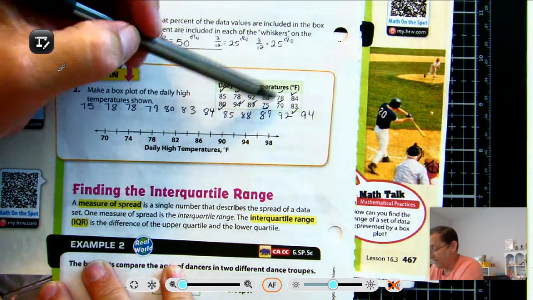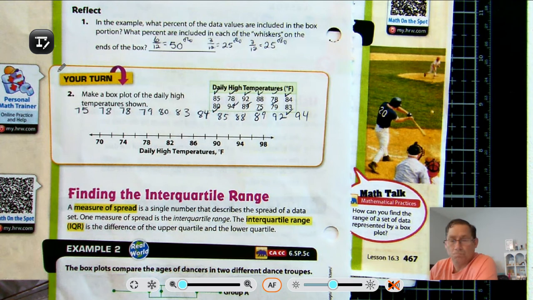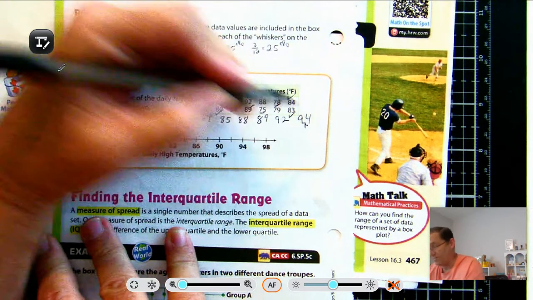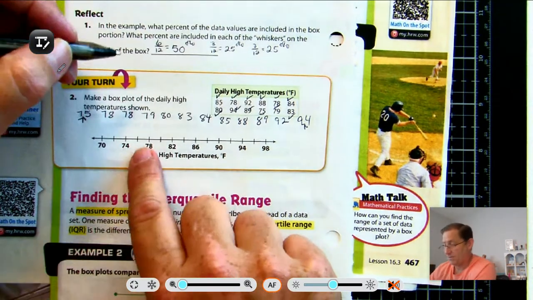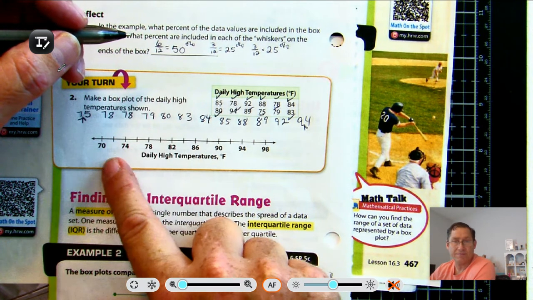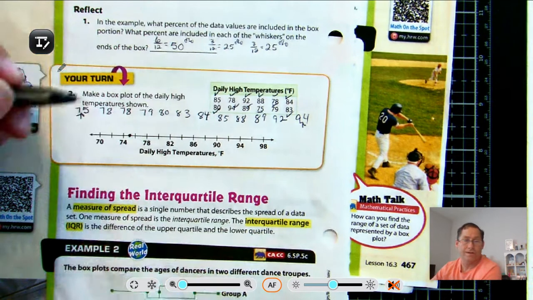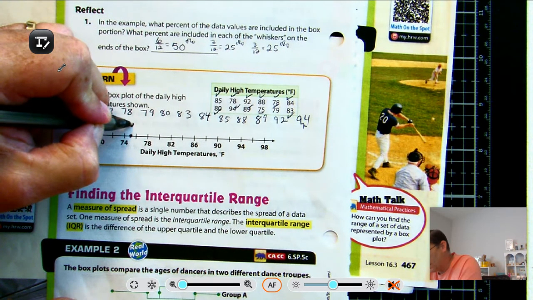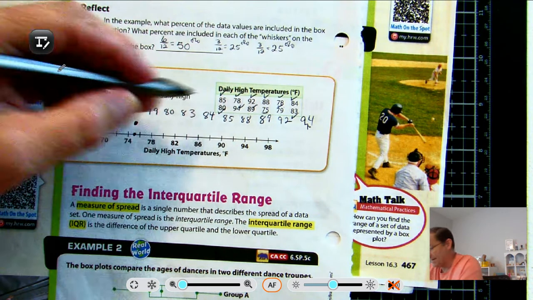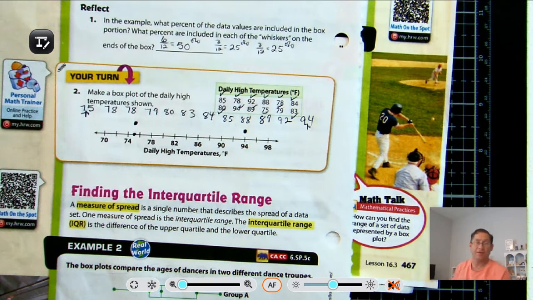So 12 numbers. Let's verify that. 2, 4, 6, 8, 10, 12. Yes, so we've got them all listed. So our least value is 75. Our greatest value is 94. So put 75. So each of these lines is worth 2, right? So 76 would be in between 74 and 78. So 75 has to be between 74 and 76. 94 would be right there, right? Okay. So we've got the least and the greatest.